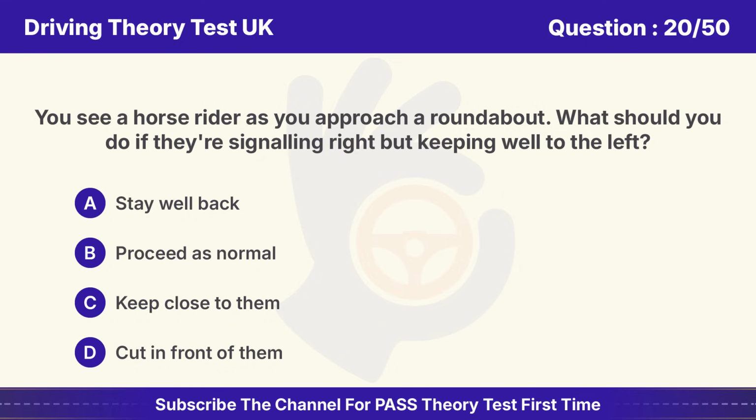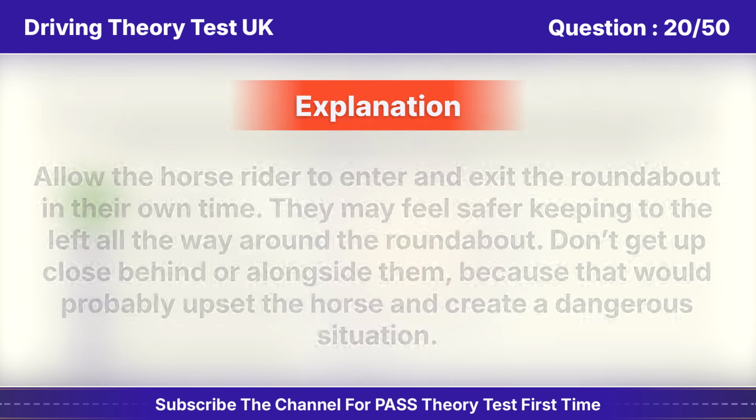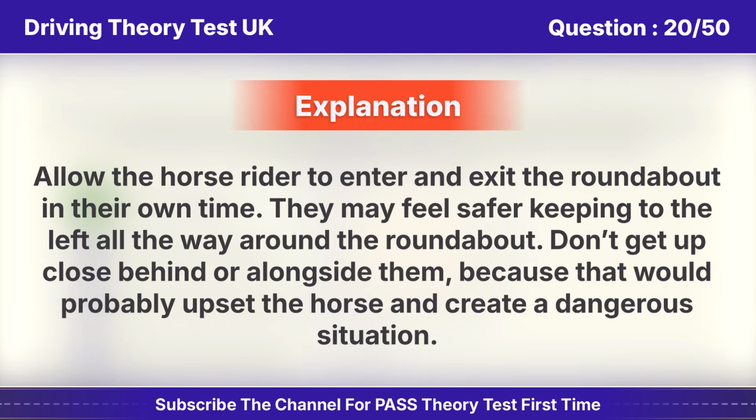Question 20. You see a horse rider as you approach a roundabout. What should you do if they're signaling right but keeping well to the left? Answer is A. Stay well back. Allow the horse rider to enter and exit the roundabout in their own time. They may feel safer keeping to the left all the way around the roundabout. Don't get up close behind or alongside them, because that would probably upset the horse and create a dangerous situation.